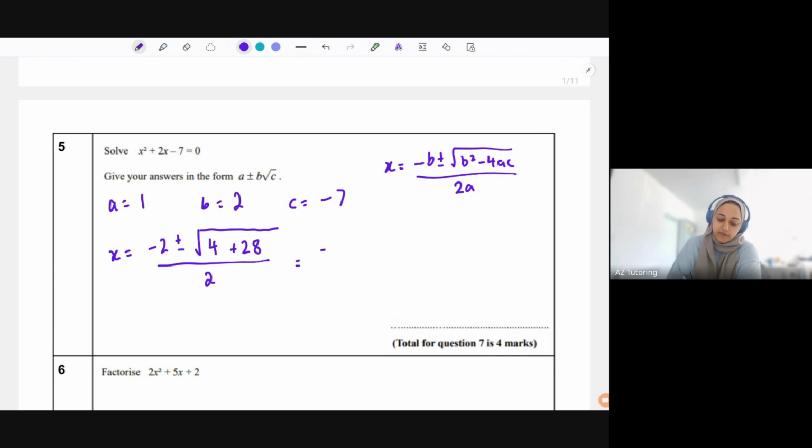I can simplify that further. I get minus 2, plus or minus the square root of 28 plus 4, which is 32. And that's a surd. And we're dividing that by 2.